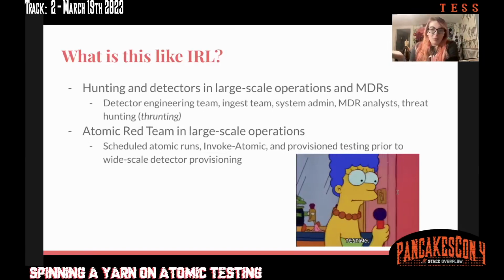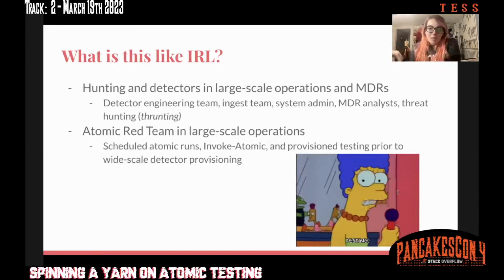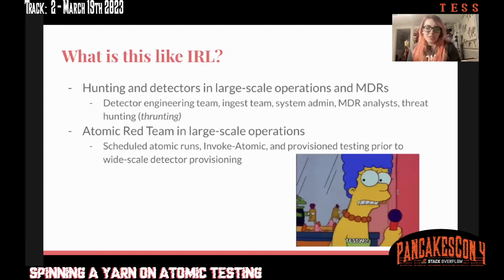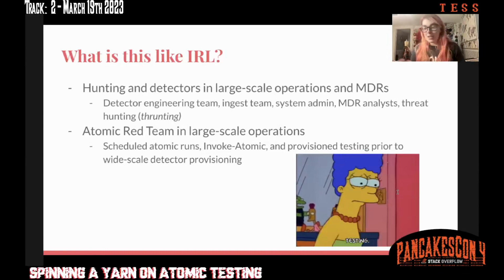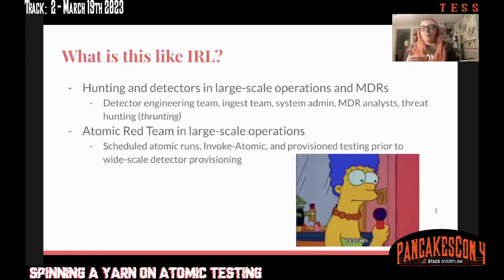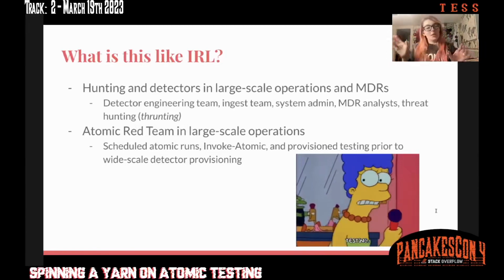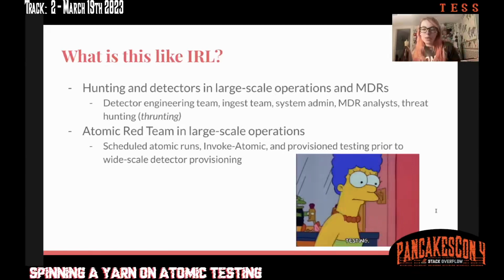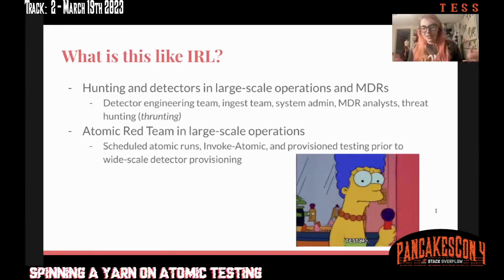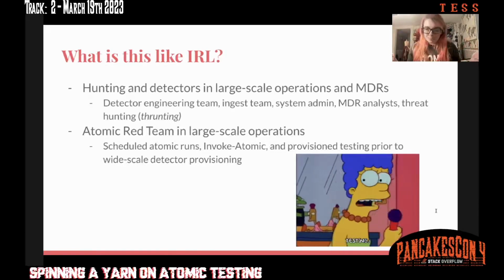What does an atomic deployment look like on a large scale? First, detectors don't tend to be directly provisioned into production. They tend to be tested first, hopefully. So new detections will be brought into a staging environment, and a fresh atomic test catering to that detection will be run. After that detection has been tested, confirmed working, it might be deployed into production and tuned to the liking of analysts and detection engineers, of course, to remove false positives.